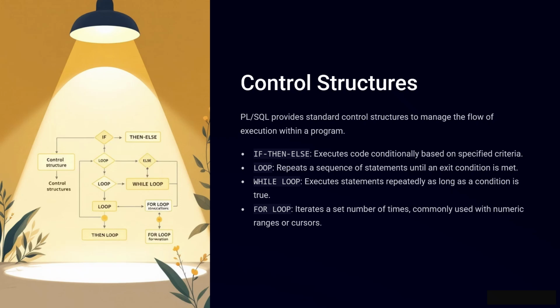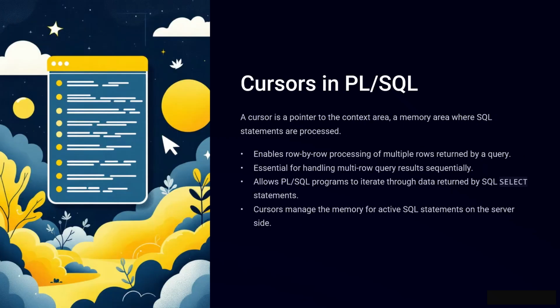Control structures. IF-THEN-ELSE executes code conditionally based on specific criteria. Loops repeat a sequence of statements until an exit condition is met. A WHILE loop executes the statements repeatedly as long as a condition is true. A FOR loop iterates a set number of times, commonly used with numeric ranges or cursors.